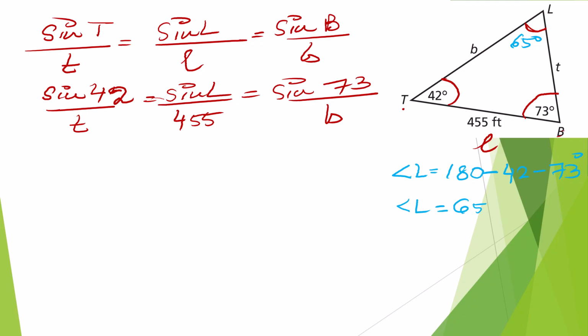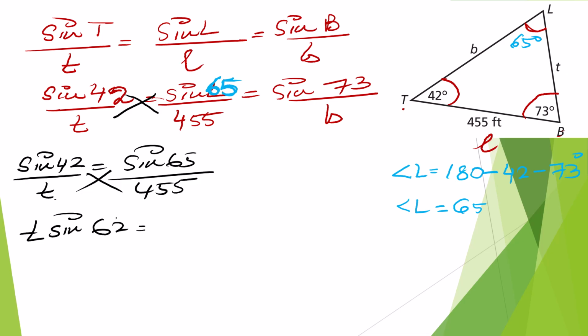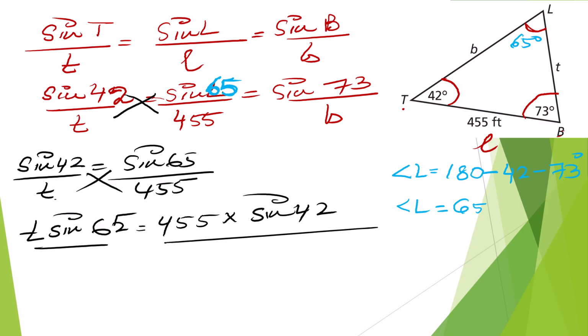So what is 65 degrees? It is L. So I am writing directly here sine 65 degrees. Now we can take these two things, because in this case only t is not given to us. So we will write sine 42 over small t equals sine 65 over 455. Cross multiply. So t times sine 65 equals 455 times sine 42. Make sure that you don't multiply 42 with 55. I want to find the unknown value of t, and with t, sine 65 is written, so I will divide both sides by sine 65.